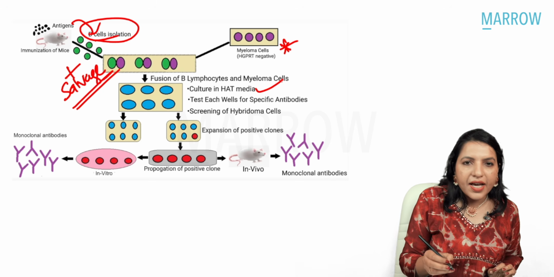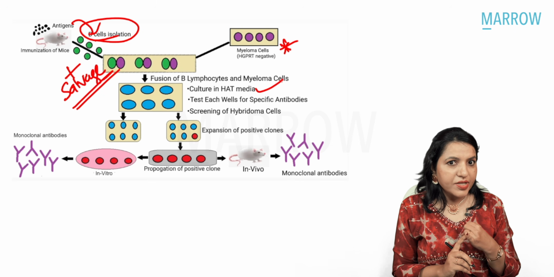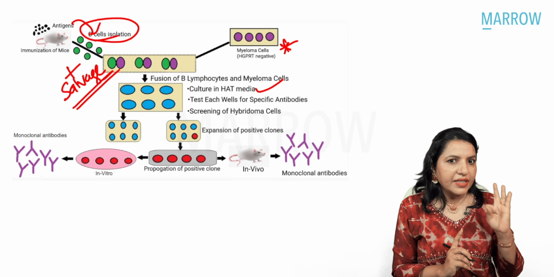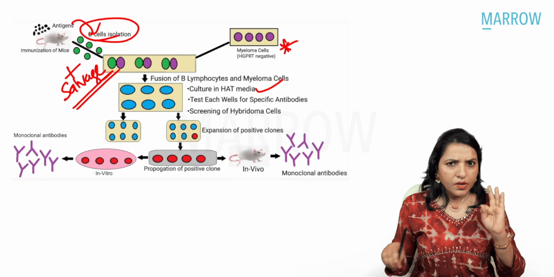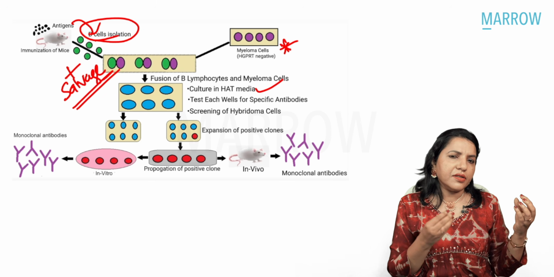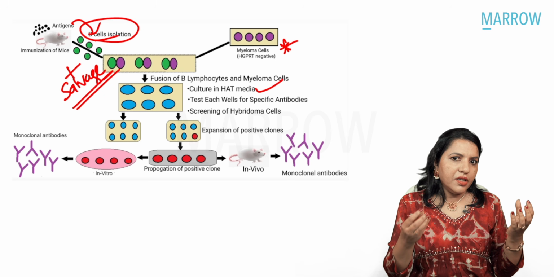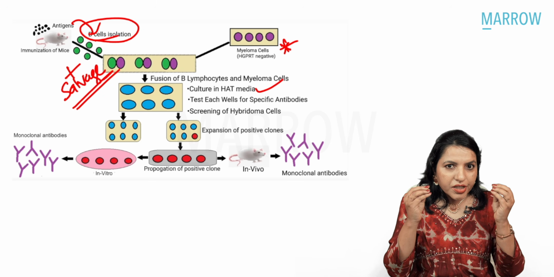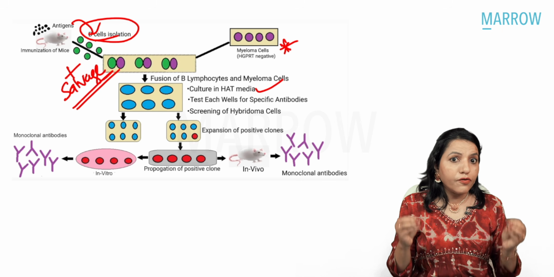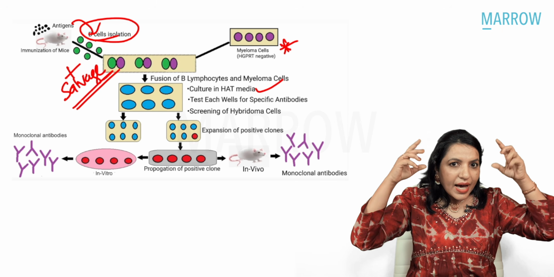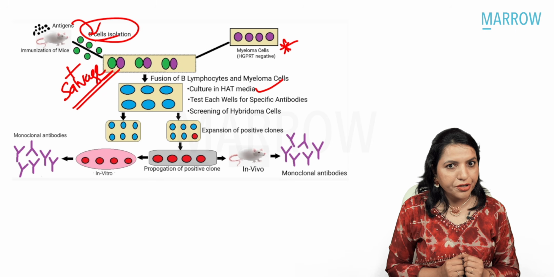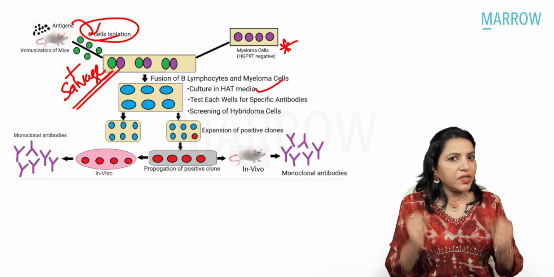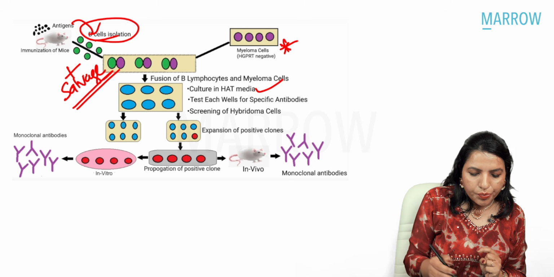So what is HAT? H stands for hypoxanthine, A stands for aminopterin, and T stands for thymine, or thymidine. What is this hypoxanthine and thymidine? First of all, we should know what this aminopterin is. This aminopterin is a folate antagonist. So this aminopterin, which is a folate antagonist, always inhibits which pathway? Purine de novo synthesis. It inhibits de novo purine synthesis.